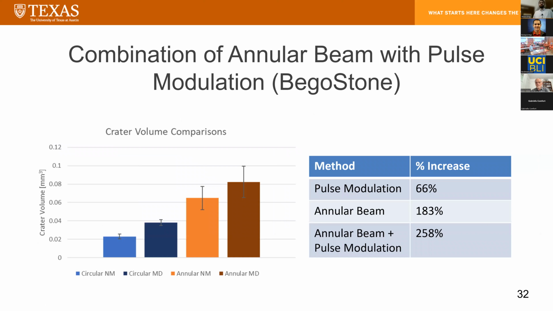Next, we decided to try to combine the pulse modulation with the annular beam shaping on the hard tissue phantoms. And we saw that they worked well together. We got a further increase in ablation efficiency here in the dark red using the annular shape with the Moses distance pulse modulation.